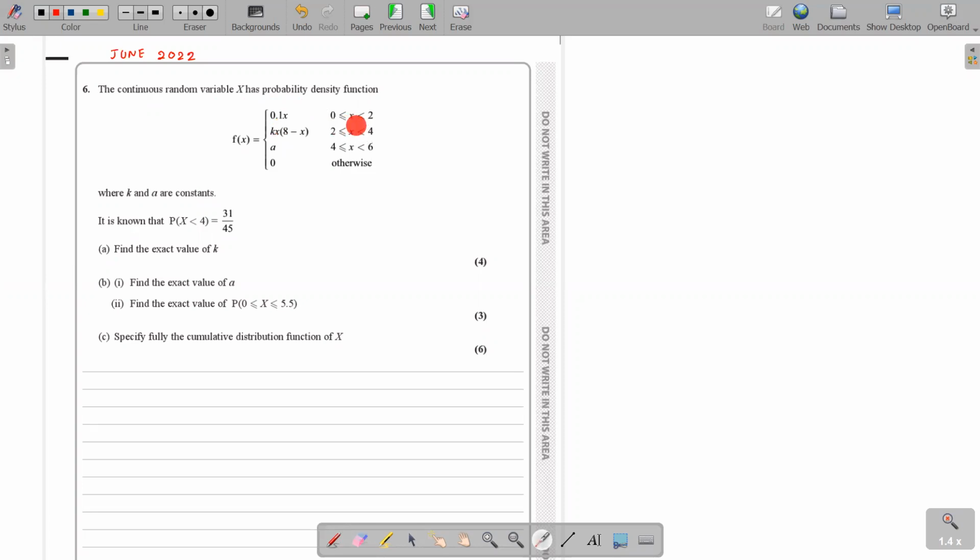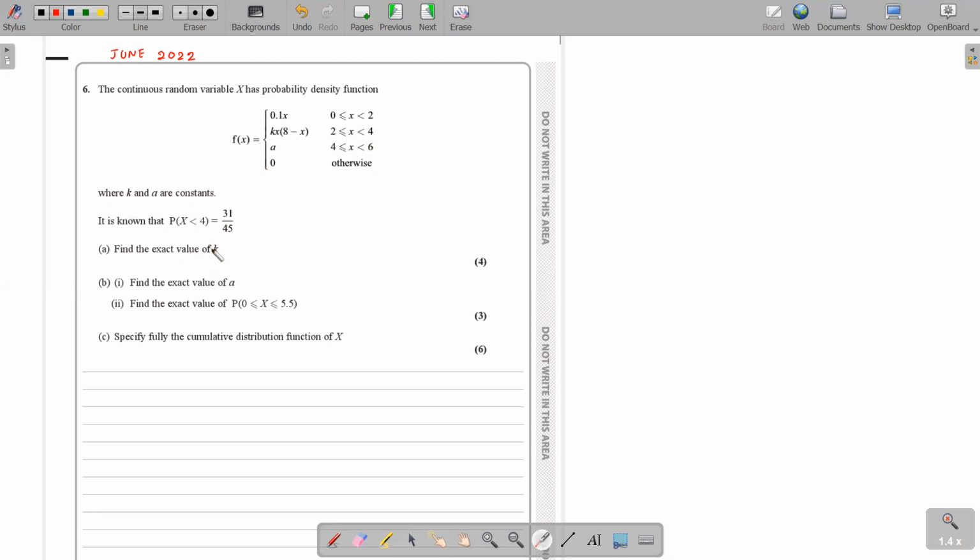So for x values between 0 to 2, you have 0.1x, which is the PDF. For x values between 2 to 4, you have kx times 8 minus x. And for x values between 4 to 6, your PDF is a, and it's 0 for other x values. So where k and a are constants. It is known that the probability of x less than 4 equals 31 over 45. So find the exact value of k.